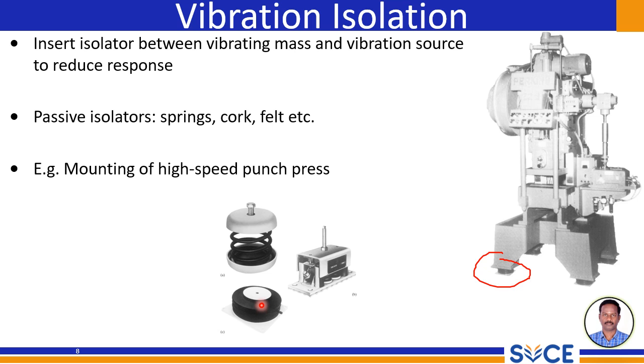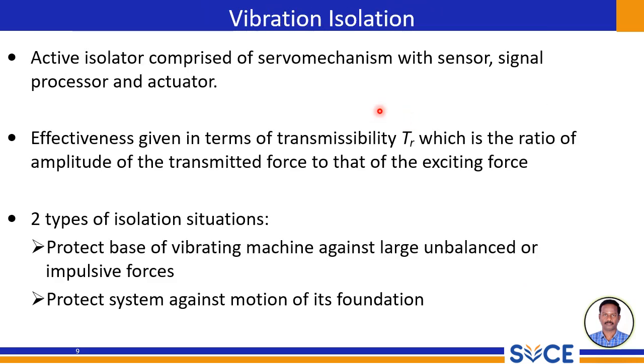So vibration isolation is about interrupting the path of vibration transmission. Passive isolators like springs and damping materials are commonly used for this purpose. Mounting of a punching press is a great example of how this technique is applied in practice. We have discussed passive vibration isolators. Now let's turn our attention to active isolators, which offer a more sophisticated approach to vibration control.